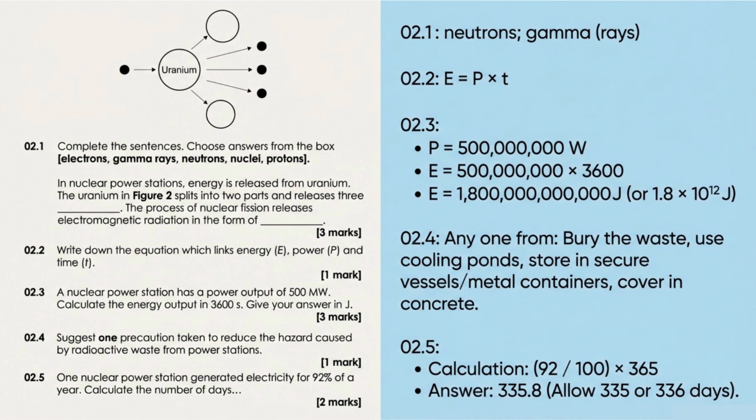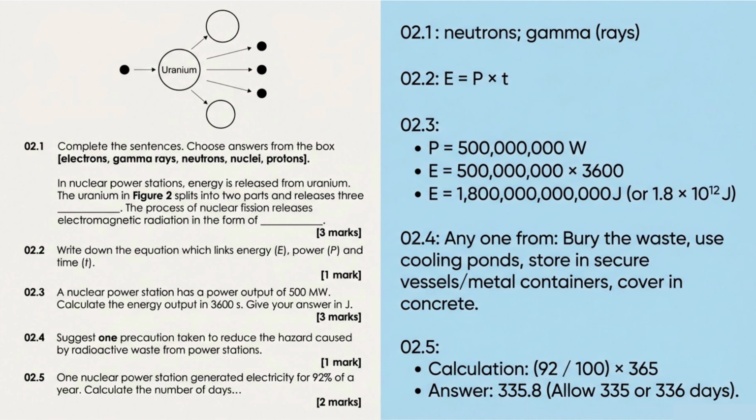Exactly. Let's turn to slide 3. Question 2, nuclear fission and power. We have a diagram, figure 2, and we have to complete some sentences about the fission process. The first sentence is about what happens when uranium splits into two parts. It releases what? Neutrons. The slide clearly says neutrons. And the second sentence states that the process releases electromagnetic radiation in the form of gamma rays. Easy marks if you know the facts.